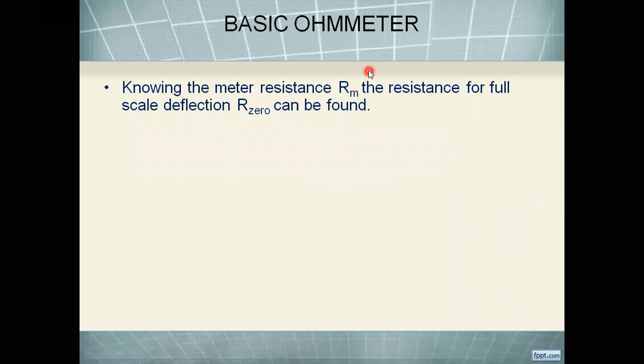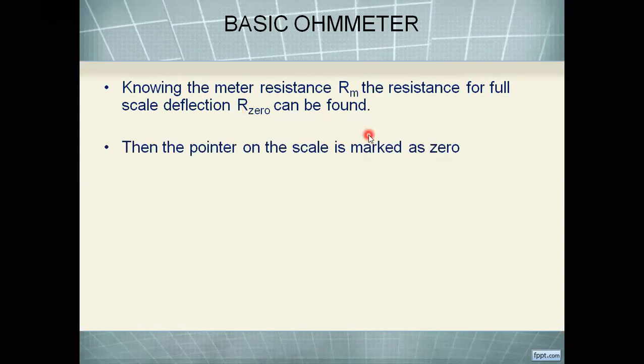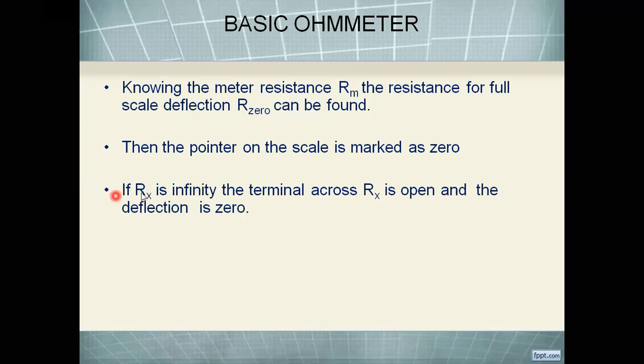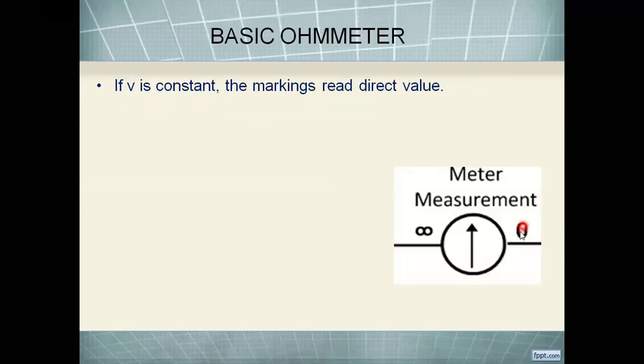So knowing the meter resistance Rm, the resistance for full scale deflection R0 can be found. So how much R0 we have to place in the series circuit of ohm meter can be decided with the help of Rm and checking out for the deflection in the PMMC meter. Then the pointer on the scale is marked as 0 as we have seen earlier. Now, if Rx is infinity, the terminals across Rx are open and the deflection is 0. The scale is marked as infinity. That you have seen here already. So we have 0 on the rightmost side for full scale deflection of the meter and infinity at 0 scale deflection. So we have a completely inverse scale.